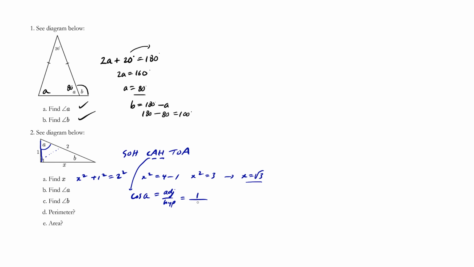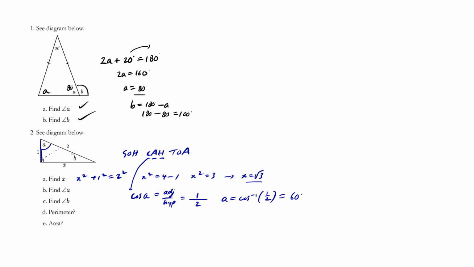The hypotenuse is 2. So to find A, you have to hit the cosine inverse button. So A equals cosine inverse of 1/2. So hit that button on your calculator. And this inverse function, when you cosine inverse both sides, cancels with cosine. So it reveals the angle A. So the answer is 60 degrees.